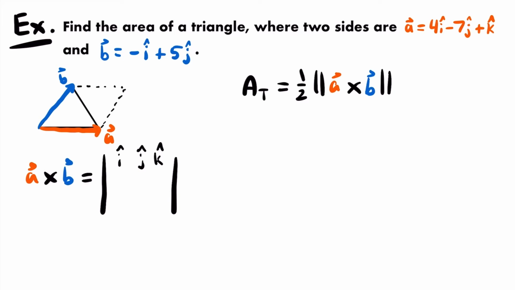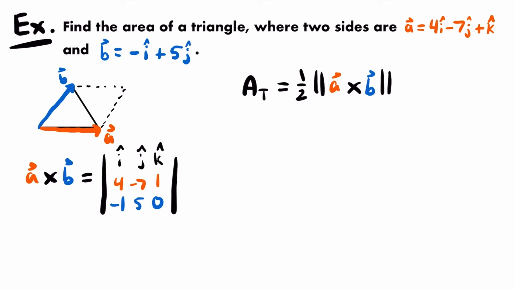Always remember that the components of the first vector in the cross product make up that second row, and the components of the second vector in the cross product make up the last row, or the third row. So the components of vector A are 4, -7, and 1, the coefficients of i, j, and k. So we'll have 4, -7, and 1. And then for vector B, notice that we don't have a term with k, so that means that the z component is 0. So we have -1, 5, and 0 for our x, y, and z components. So write -1, 5, and 0. And now we can work on calculating this 3 by 3 determinant.